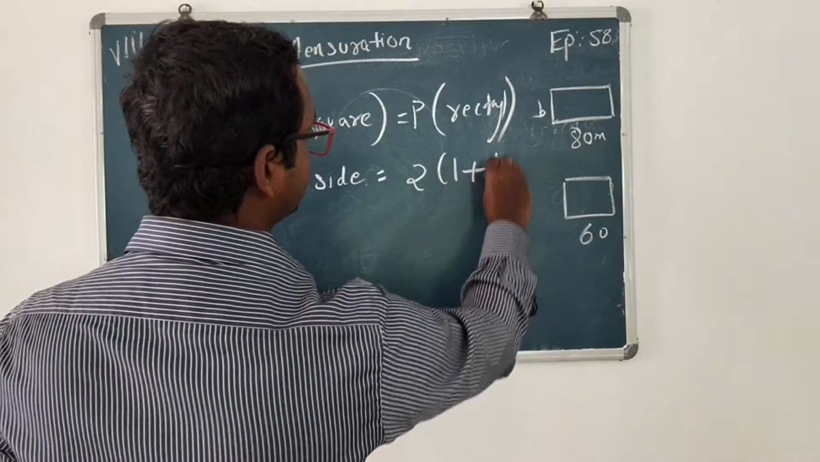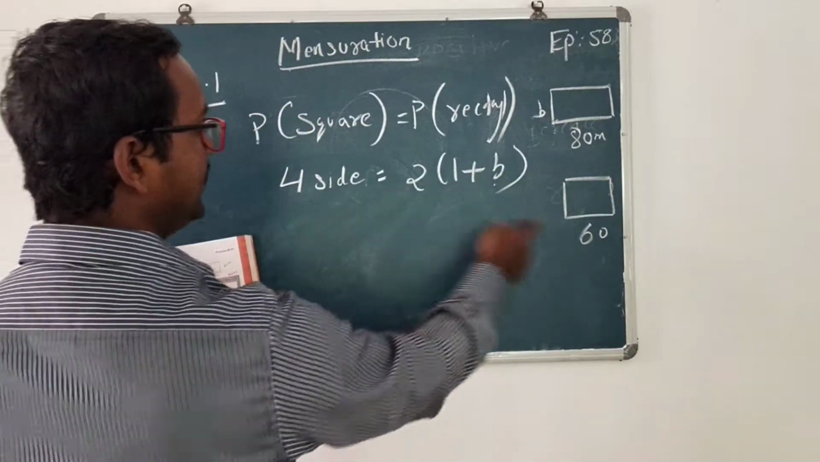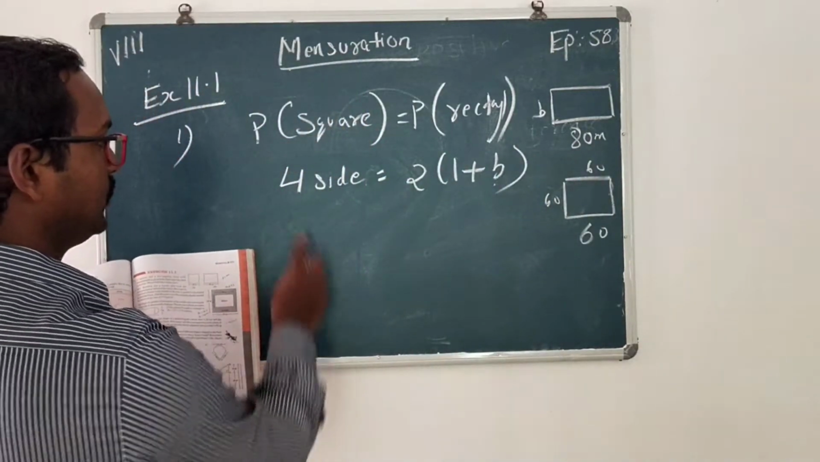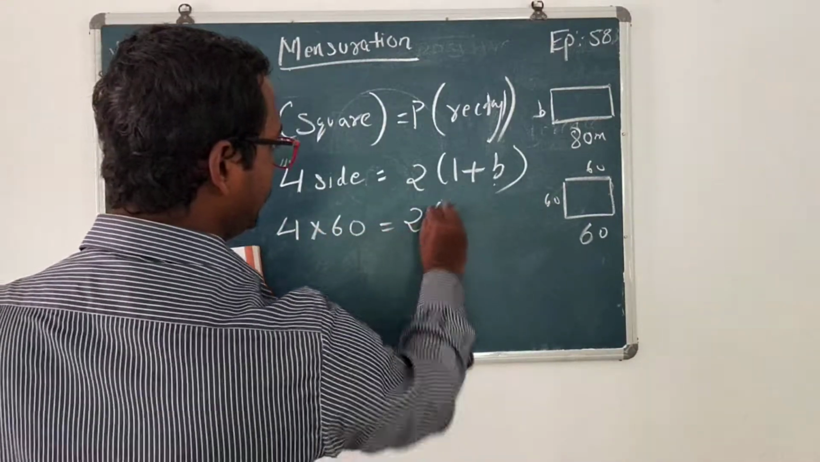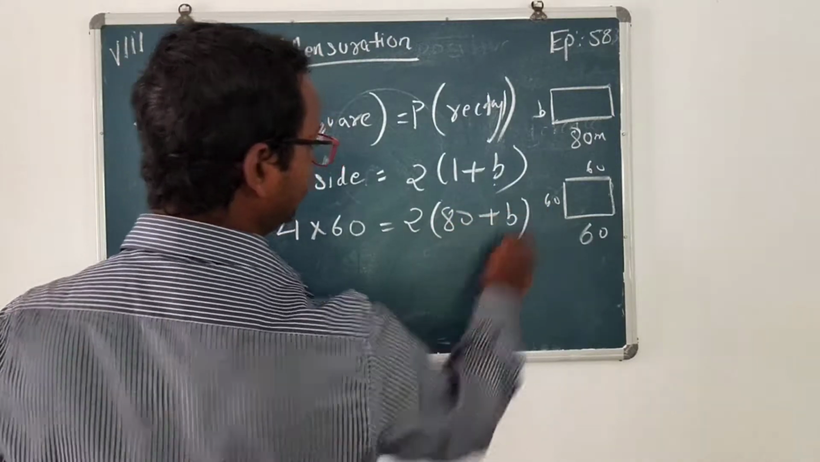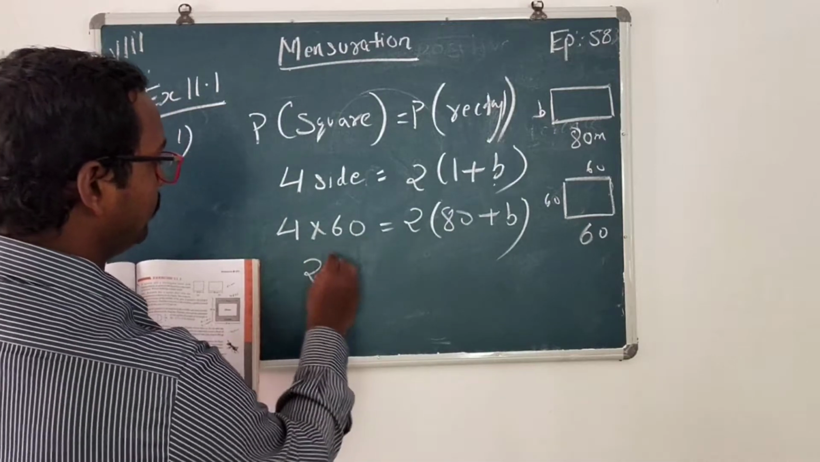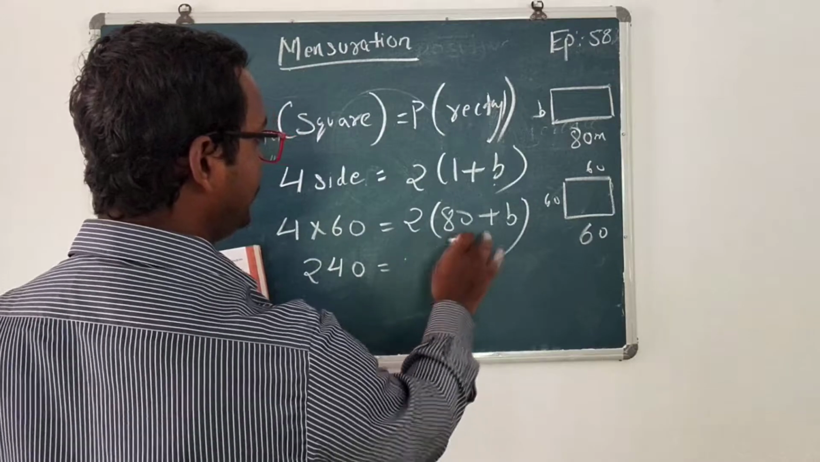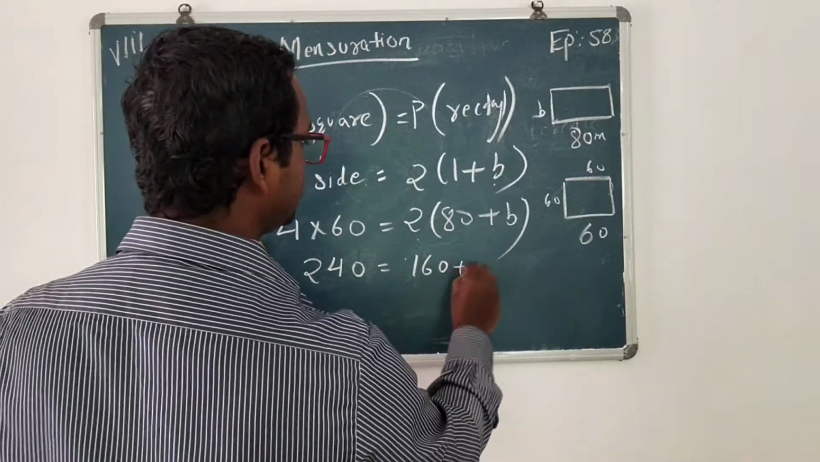Perimeter of rectangle is 2 into l plus b. Here b is missing. We know the side is 60, which means this is 60, this is 60, that's why I wrote 4 side. So 4 into side is 4 into 60 is equal to 2 into l plus b. Length is how much? 80. Breadth is missing. So we will get here 60 into 4, 240 is equal to 2 into 80, open the bracket, 2 into 80 is 160 plus 2b.